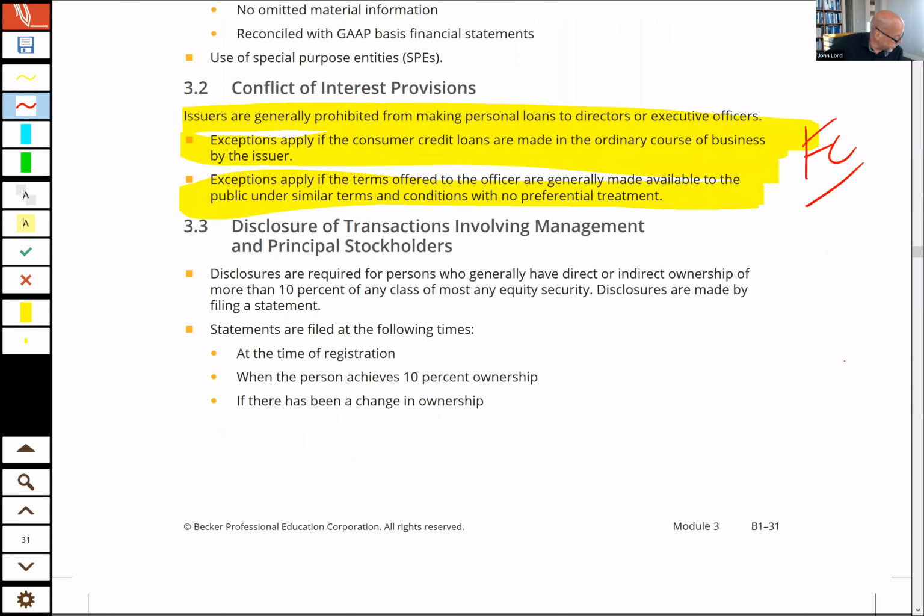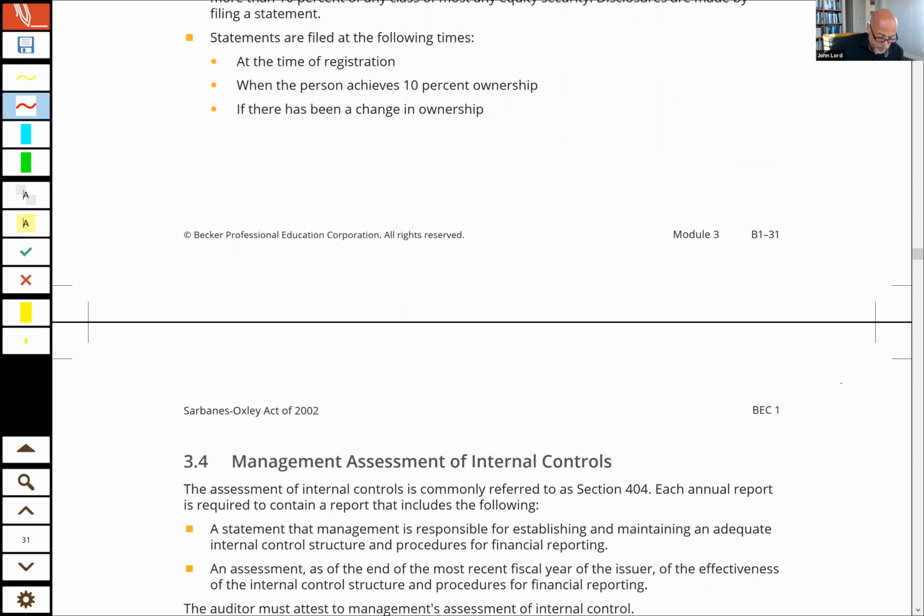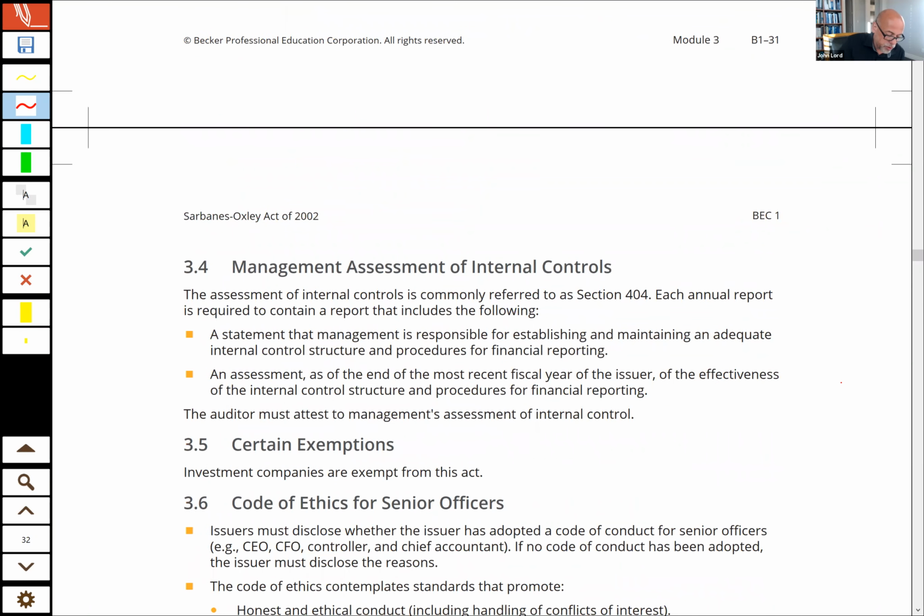Okay, all right, good. Come over and management assessment of the internal controls. And this is the area that we are most aware of.